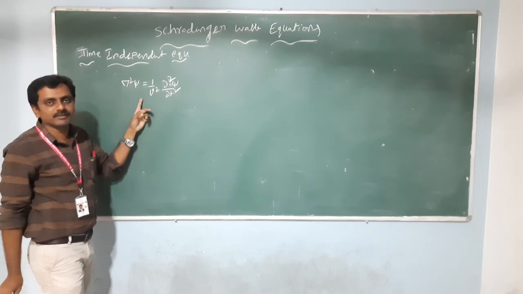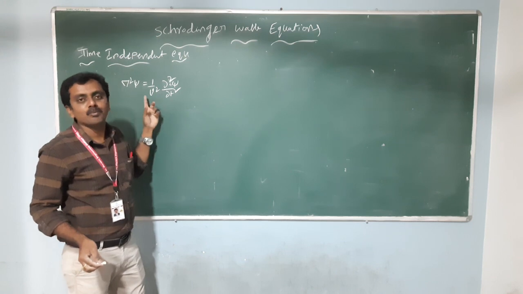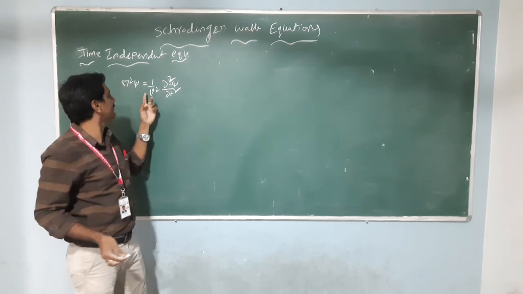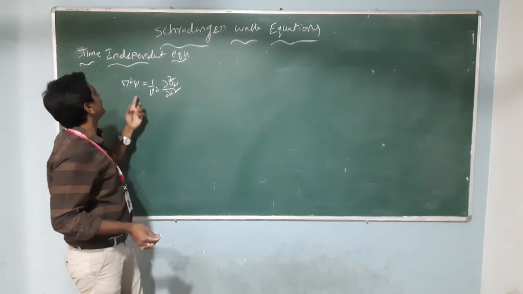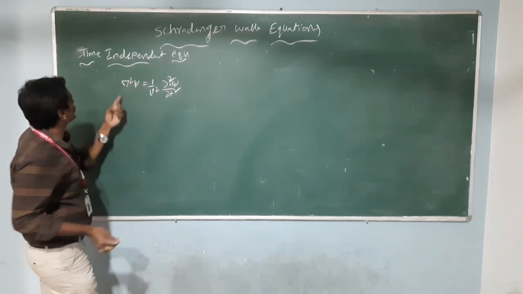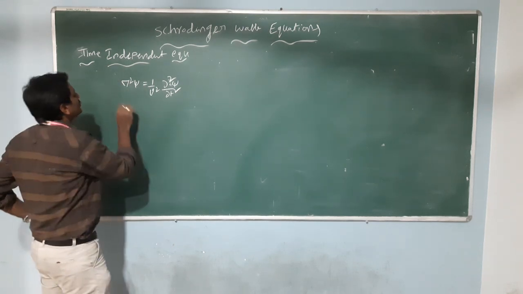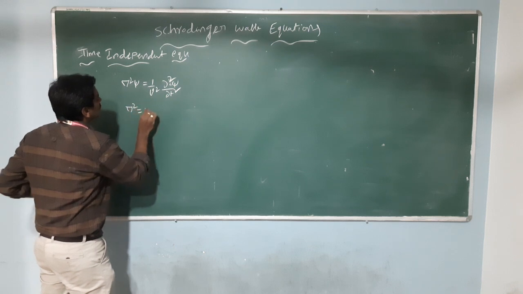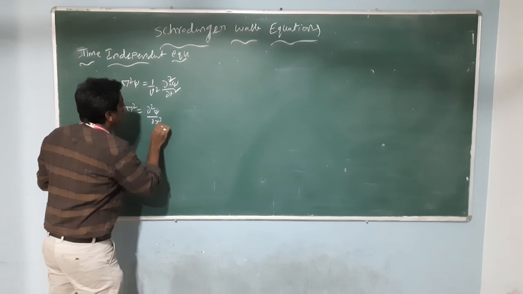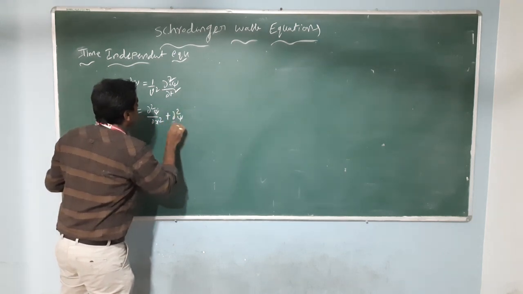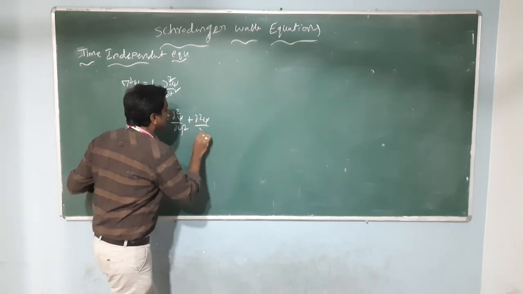By using this classical wave equation, Maxwell explained the properties of the wave as well as the velocity of the wave. By using this equation, Schrodinger solved the time independent equation. Here del square means dou square psi by dou x square plus dou square psi by dou y square plus dou square psi by dou z square.